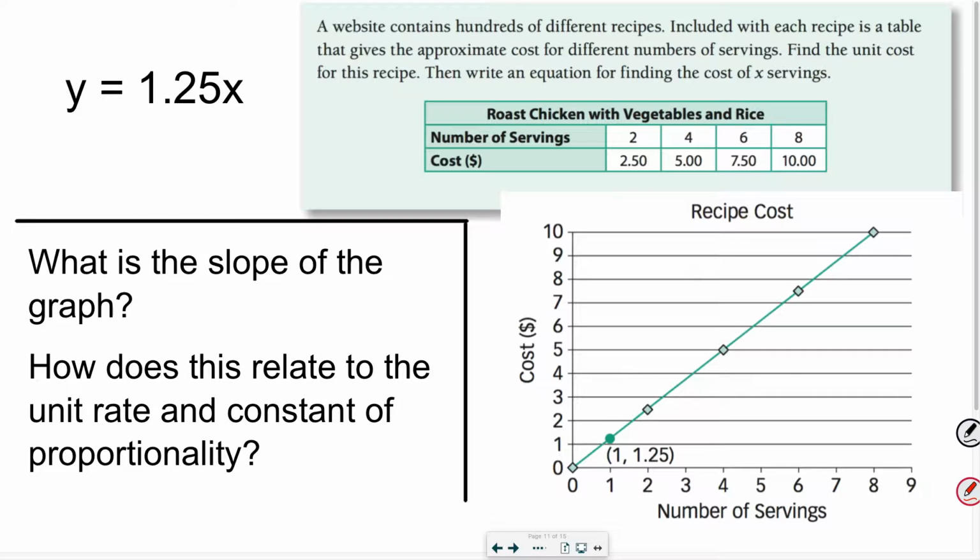The constant of proportionality, the unit rate, and the slope, they're the same thing. In this scenario, all three are 1.25. So in this case, this is our slope, 1.25 for every one. Using the slope, we can go up 1.25 over 1 and find every single point on this line.